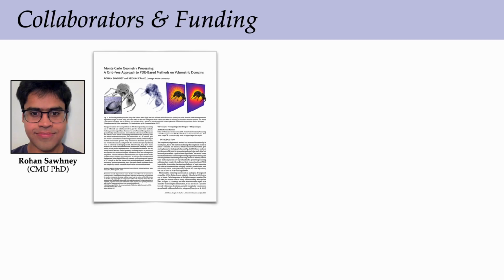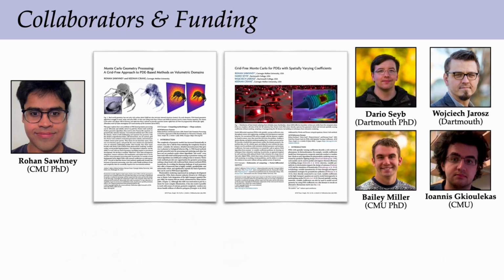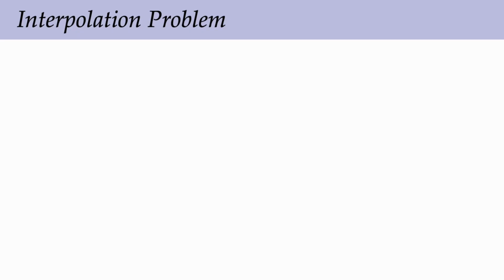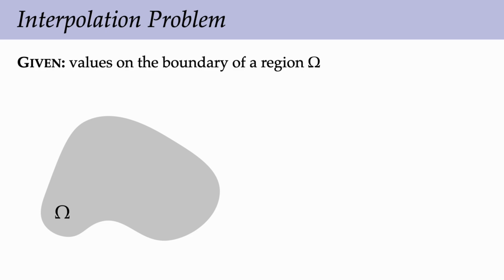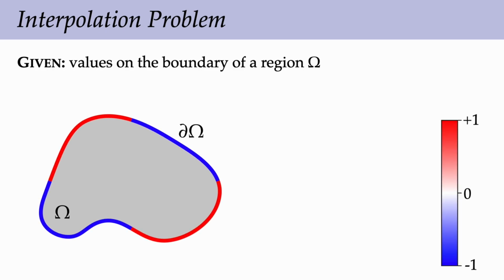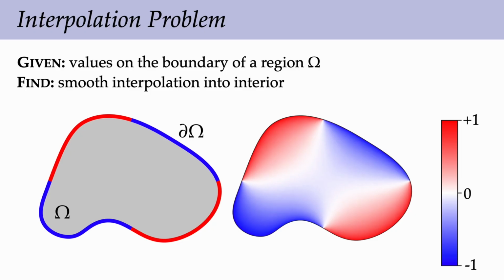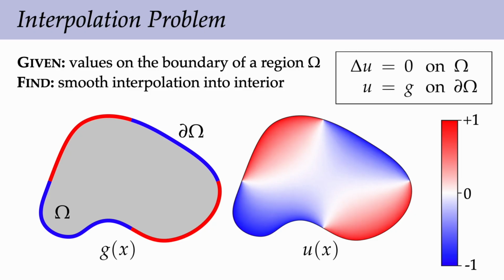This work started with my PhD student Rohan Sahani, and more recently with a growing list of collaborators from CMU and Dartmouth and elsewhere. A basic motivating problem is the classic interpolation problem. You have some region, omega, with known values along the boundary, and want to smoothly interpolate these values into the interior. This is what's known as the classic Laplace equation, Laplace u equals 0 on omega, subject to Dirichlet boundary conditions u equals g on the boundary of omega.